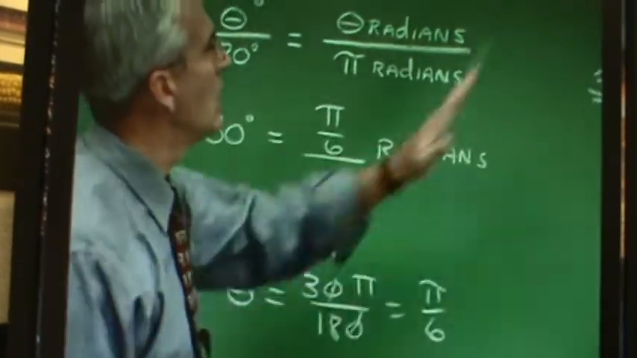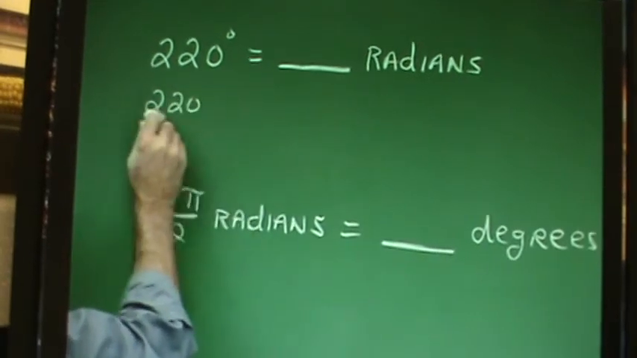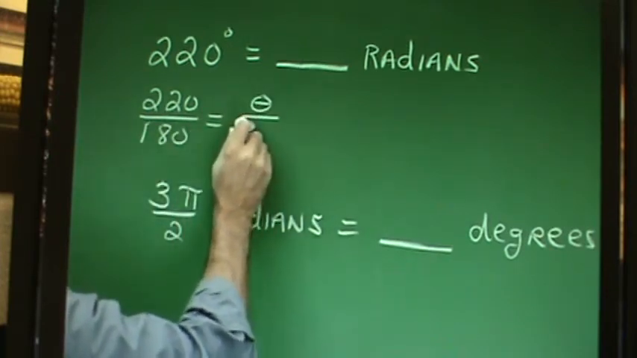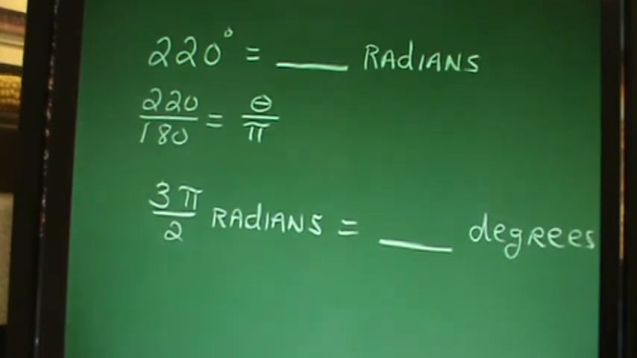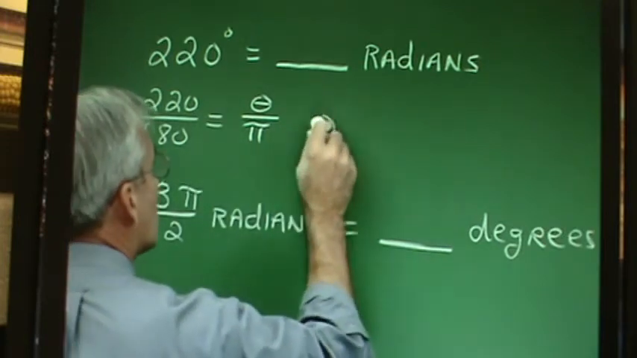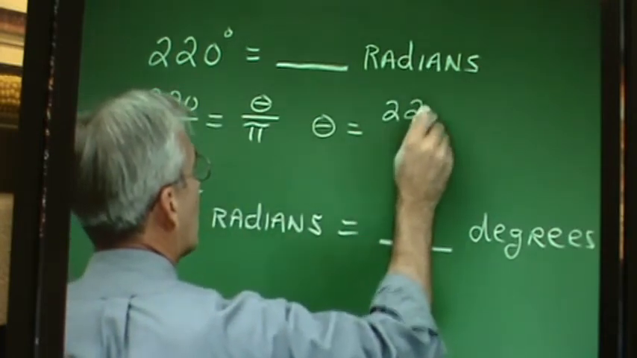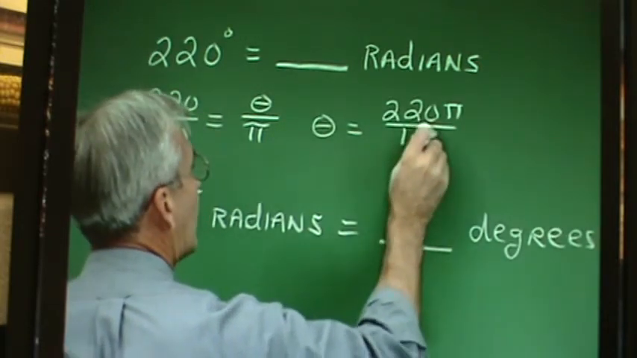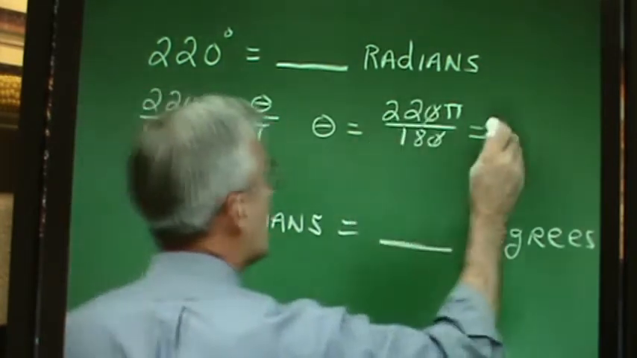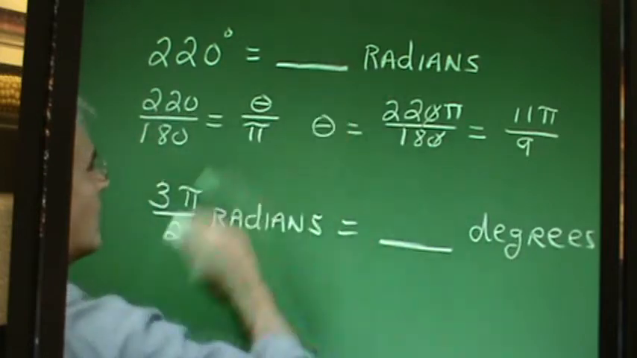Let's go through it another time or two. How about 220 degrees for the number of radians? We want to convert here. So 220 degrees corresponds with 180 degrees in the same way as theta in radians corresponds with pi. We could cross multiply here, but it's much easier just to multiply on both sides by pi. So theta is equal to 220 pi over 180. Then we reduce a little bit because they're both even in numerator and denominator. 2 into 22 is 11, and 2 into 18 is 9. So 11 pi over 9 would be the number of radians we have.